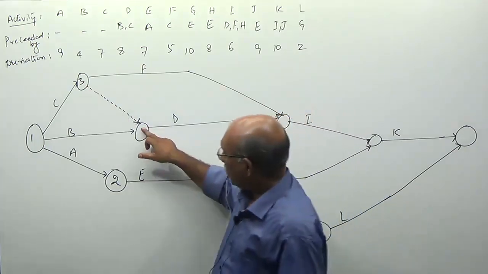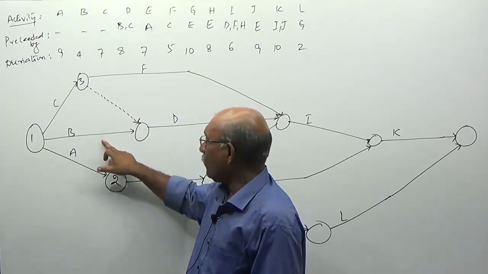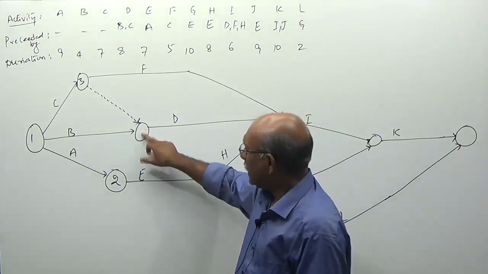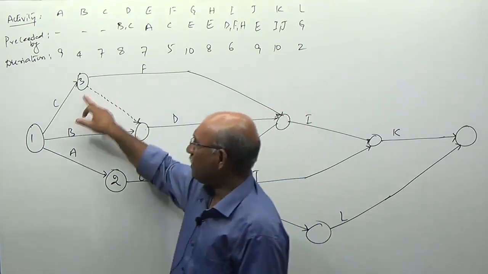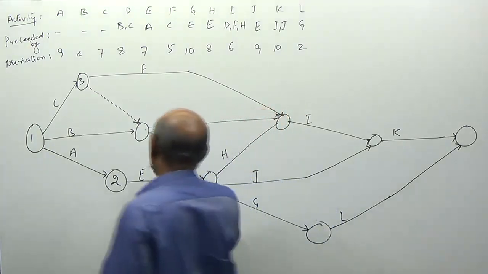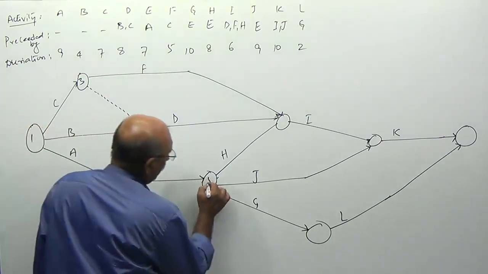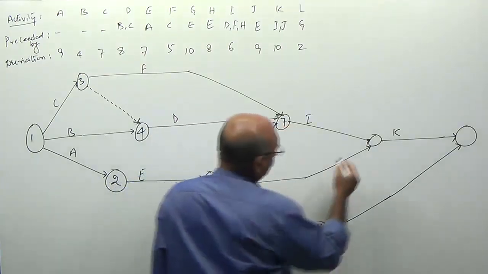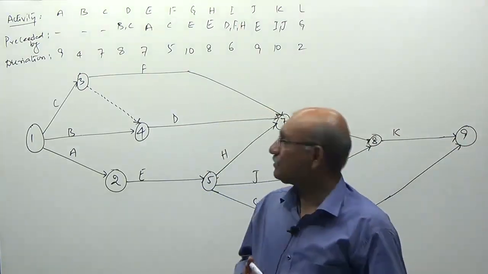Next, for this node, 2 activities are coming. One dummy activity is merging here and one activity B is also merging here. So what number do I have to give here? The number you give to this particular node should be greater than the numbers already assigned to these 2 nodes. 1 and 3 are assigned. Therefore, this is node number 4. Now this is node number 5, this is 6, this is 7, this is 8, this is 9. This way we have 9 nodes.